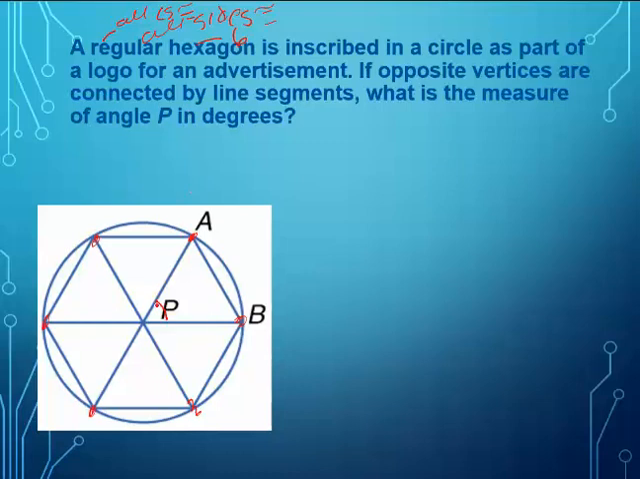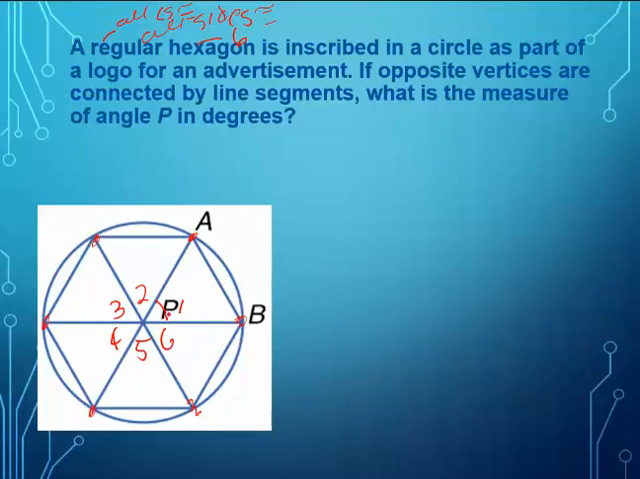Well, what we basically did was draw 3 different diameters. So we chopped that circle up into 6 congruent pieces. I'll just call this 1, 2, 3, 4, 5, 6. And they're all equal pieces.